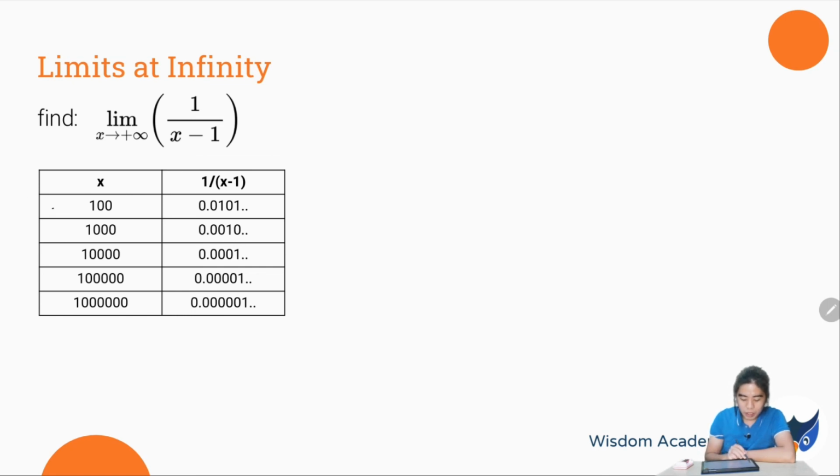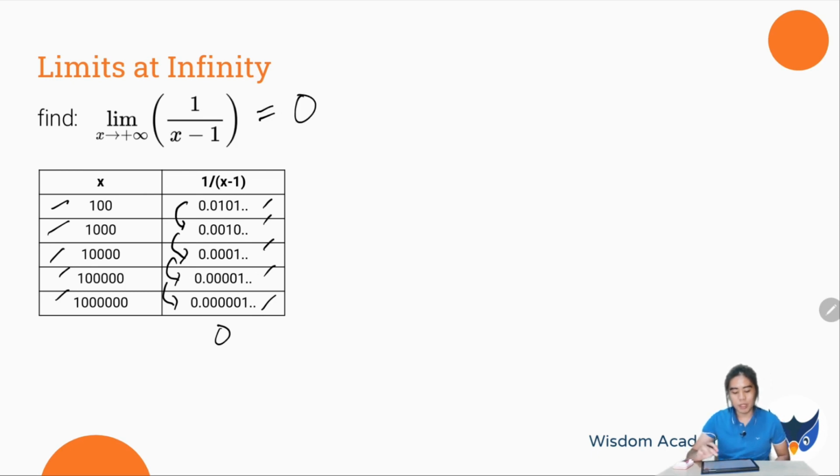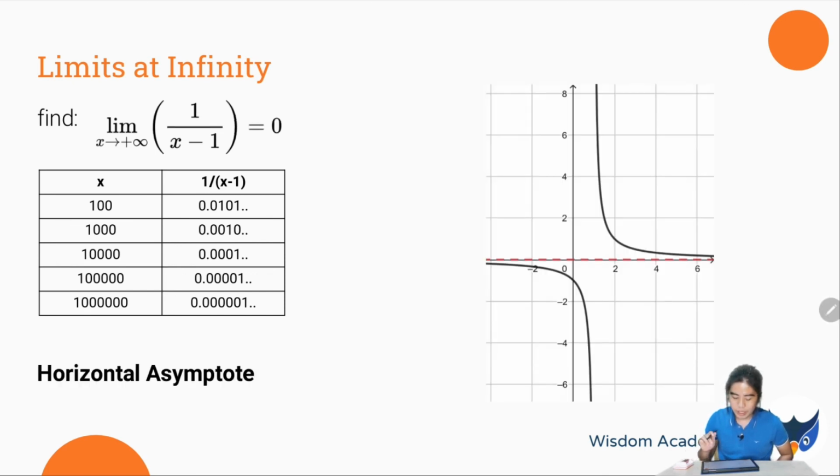So, ano ba to? Titignan natin kung habang pataas ng pataas yung value ni x, saan ba napupunta yung value niya. So, makikita natin dito na paliit ng paliit as you increase the value of x, paliit ng paliit yung value ni function na parang nag-a-approach siya into 0. So, we can say that the limit of this function as x approaches positive infinity is 0.